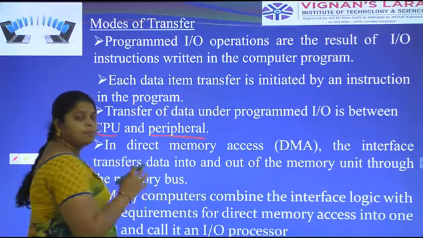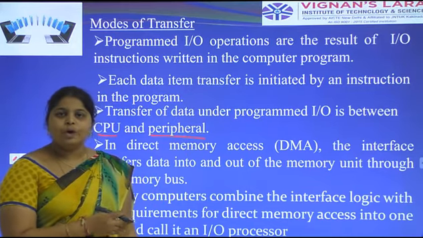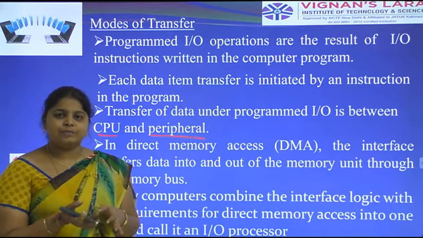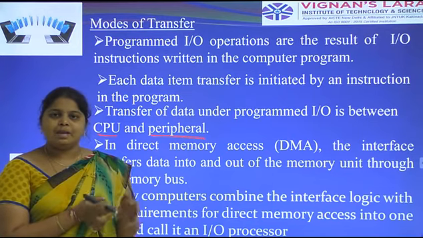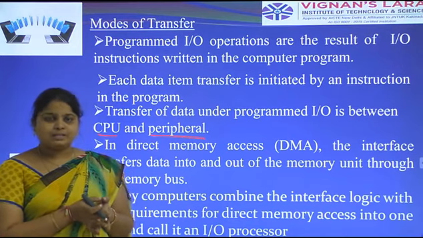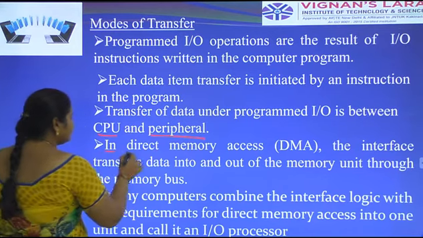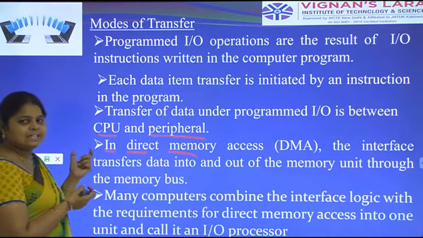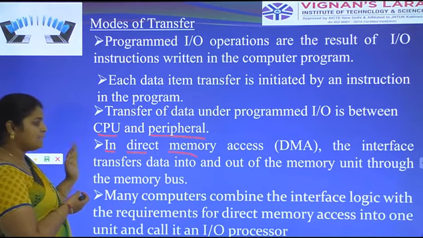For every mode of transfer, we have three categories. The first one is programmed IO. In programmed IO, the data is transferred from the CPU to peripherals. CPU means like memory or input and output devices. The three types are programmed IO, the second one initiated IO, and the third one direct memory access.